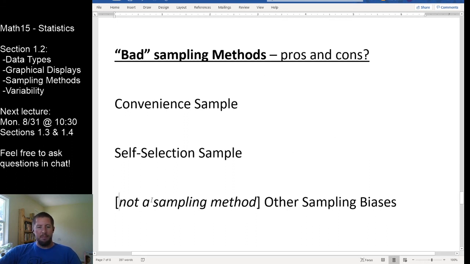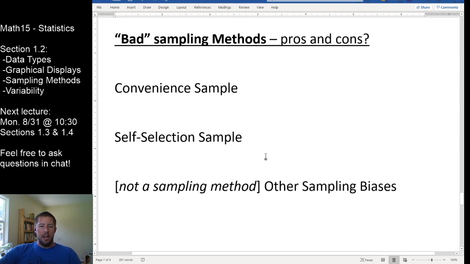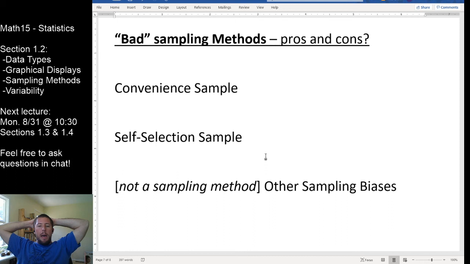The last thing that I want to say here, and it's really important, is that this isn't a sampling method. I put this here because I think there are some homework questions and some textbook questions that include sampling bias as a sampling method. This isn't a sampling method, but I want to share a thing that happens in some other sampling scenarios.